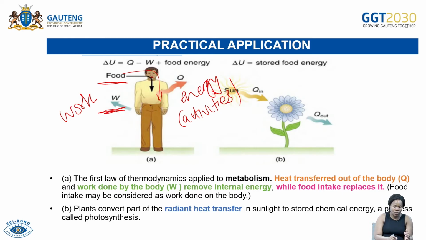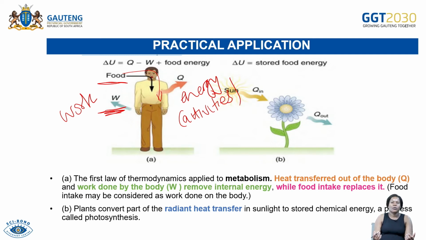We are also able to do work. That is why, with figure A, we say the first law of thermodynamics is applied in terms of metabolism, because we are ingesting, taking in food. So we're taking in ATP, so heat is transferred out of the body, and the work done, which is W, removes internal energy, because what food does is increase the internal energy of our system through metabolism, while the intake replaces it. That is why we say food intake may be considered as work done on the body.